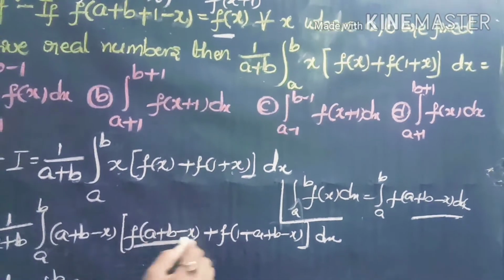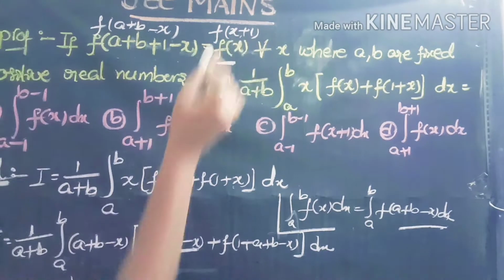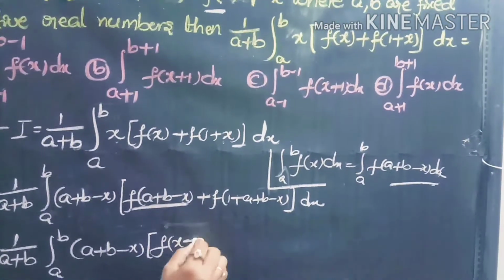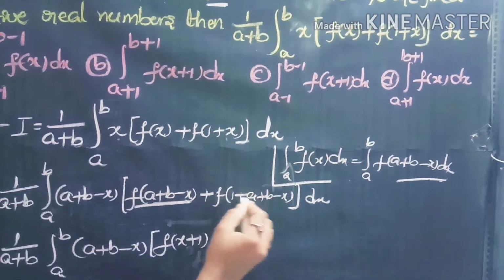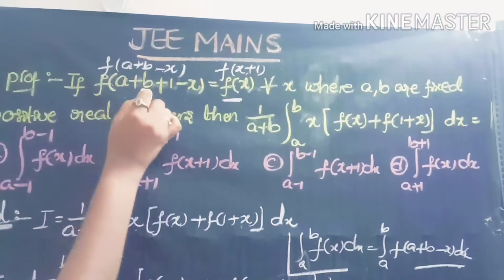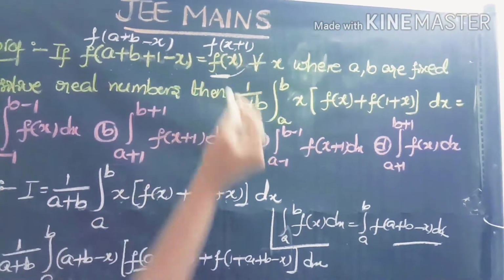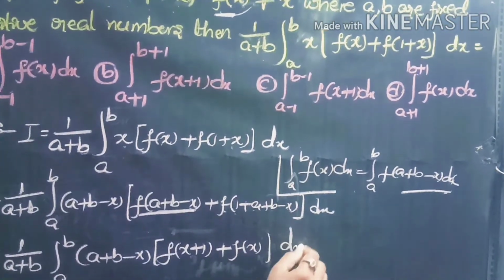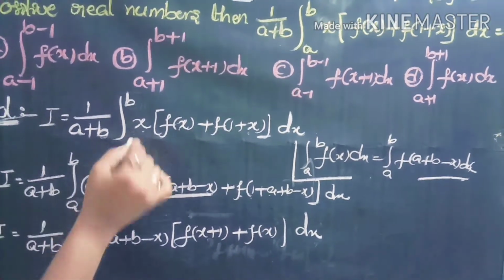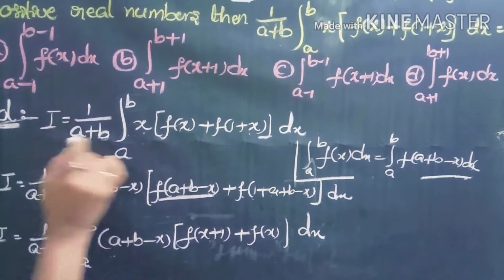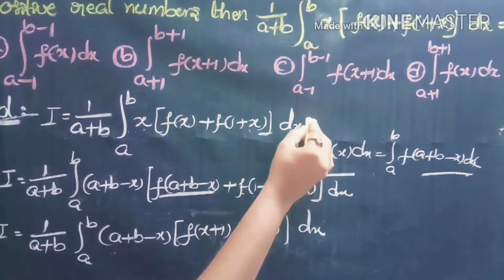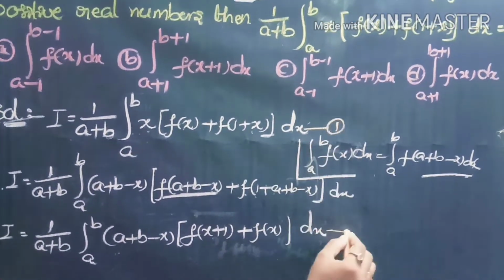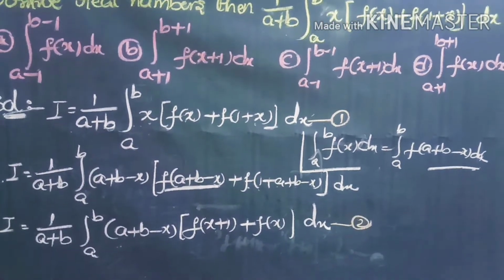So in place of f(a + b - x), we are taking the value f(x + 1) here. Now this is f(x + 1) plus this is f(a + b - x + 1). a + b + 1 - x is nothing but f(x). Now in place of this value we take f(x) into dx. Now this is the first equation, this is the second equation. Now adding equations 1 and 2.